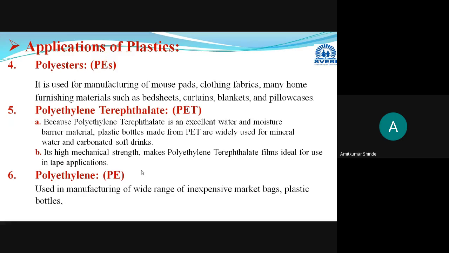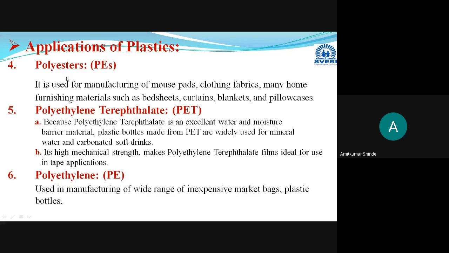The next is polyesters. These are denoted by the letters PEs, capital P and small s. Don't get confused with the symbol of polyethylene. Polyethylene is denoted by just P, and in polyesters it is P's, with a small s. I think you are already aware of these polyesters.